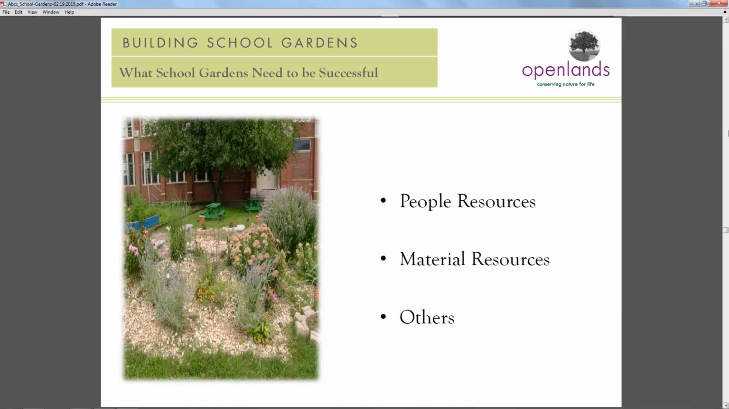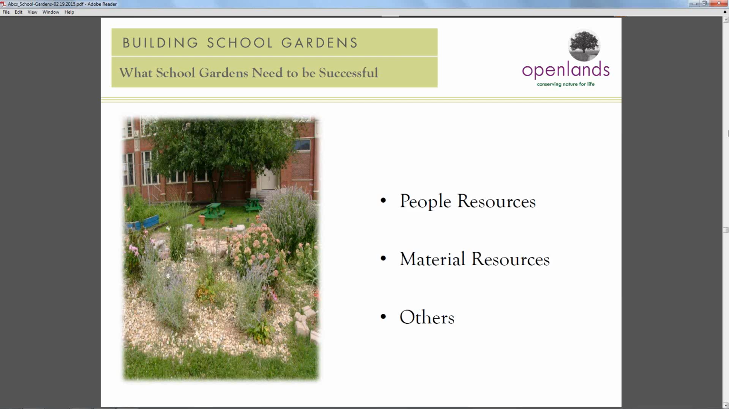So when starting a school garden, or even if you're looking to continue to support or maintain an existing school garden, there are several factors that should be considered. I have them categorized into three categories. There are people resources that I'll get into a little more in a minute, and then there are material resources.